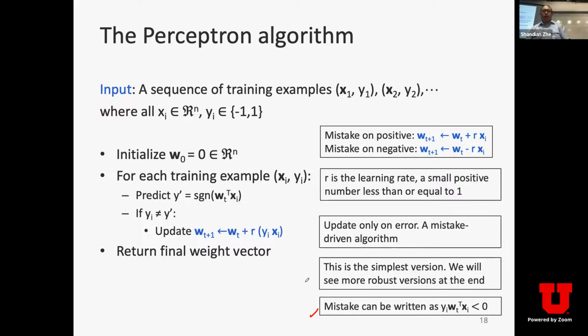And the last thing we want to mention is how we check if our prediction is correct or not. Here we just look at whether your predicted label is consistent with the correct label. But there is another commonly used trick: you just check whether this quantity is negative or not. Why is this the right checking condition? Any thought? What? This is not a loss.